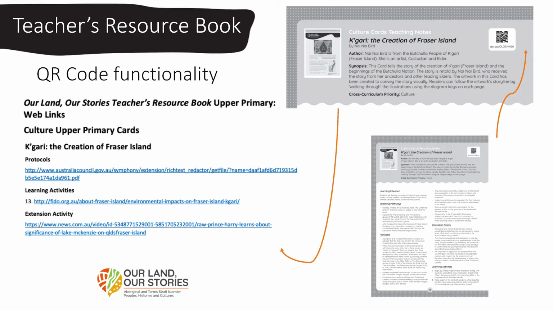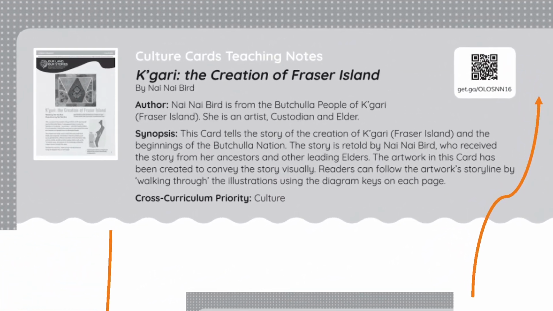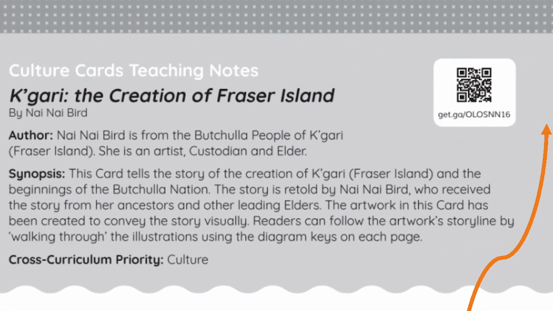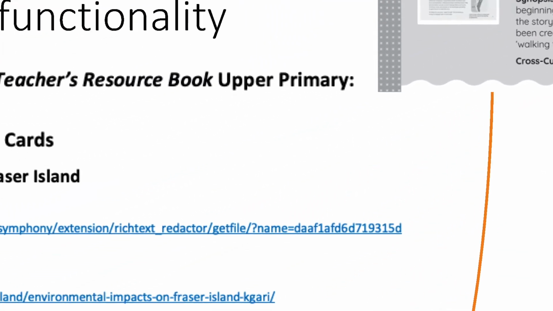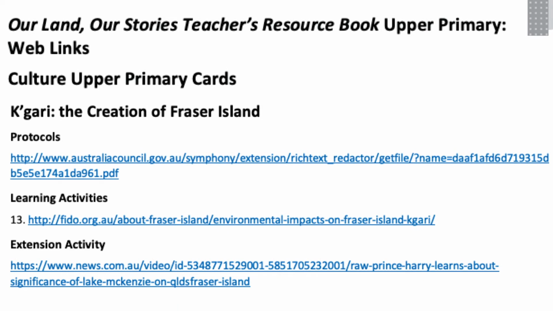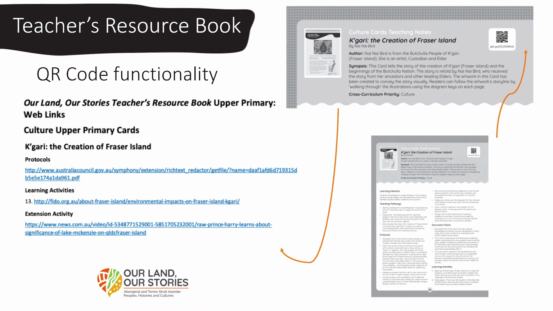If you have an Apple device, you simply engage the camera function on your phone and it will scan this QR code on the top of the page. It will immediately take you to the Nelson's Engage website where it will reveal these additional links and resources that support the learning particular to this card. If you have an Android device, you will need to download a free QR code reader that will enable you to access these additional resources. So let's have a look.